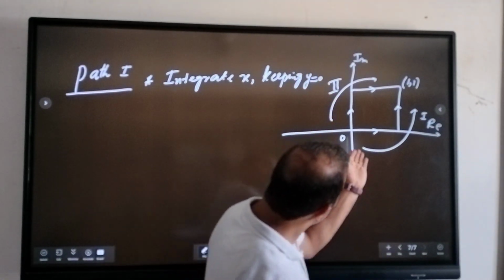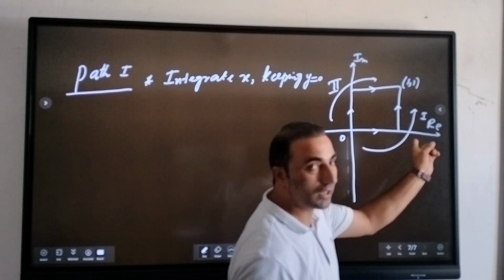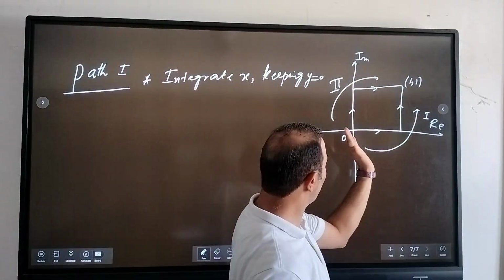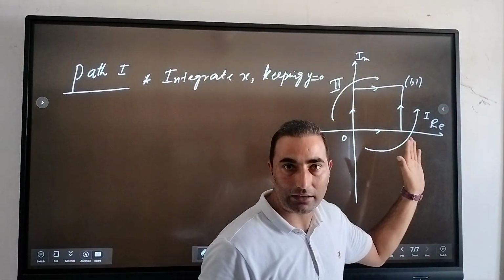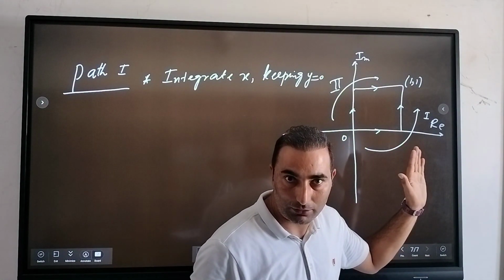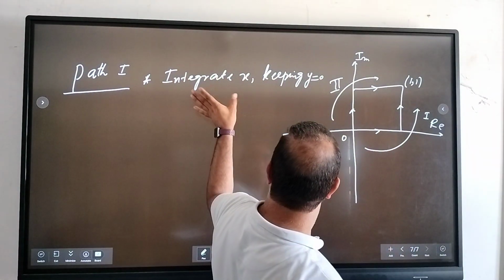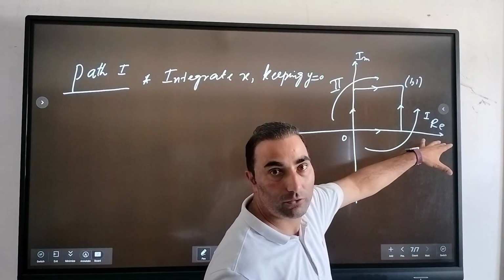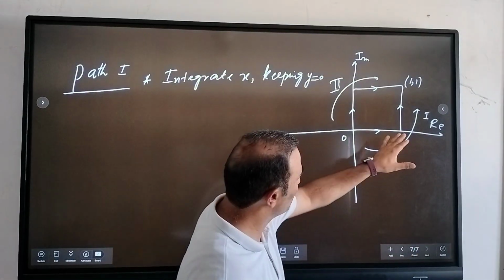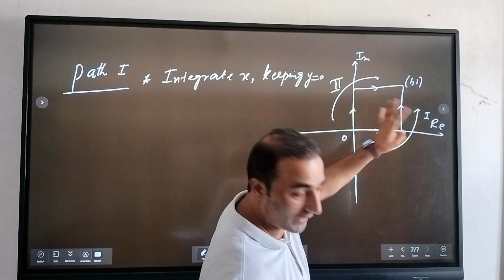Why? Because we have to go from here to here, from the origin to this point. So what do I need to do here? I can have only x variation. Y variation will be 0, right? So that's why I wrote here, you need to integrate x and put y equal to 0. So this is our path first up to this point.